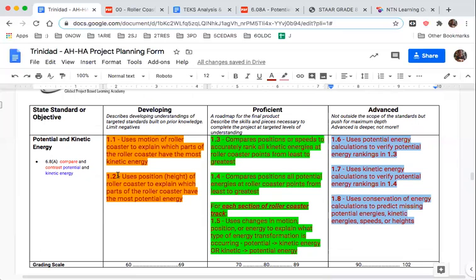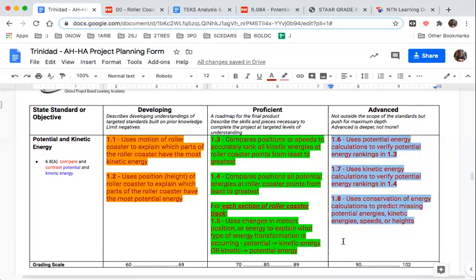In this case, I also teach 9th grade science, where we look at energy again. In 9th grade science, unlike 8th grade science, we actually use potential energy, kinetic energy, and conservation of energy formulas. So I decided to include these as advanced for this project.